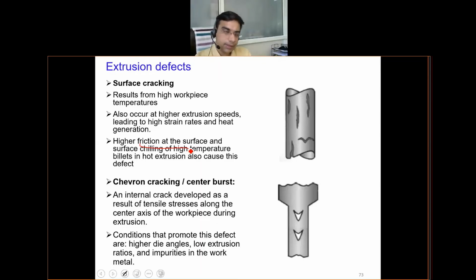The second type of defect observed in the extruded product is chevron cracking, also known as center burst. This is basically an internal defect in which we typically observe an internal crack in the extruded product as a result of tensile stresses being developed. And generally high die angles, low extrusion ratios, and some impurities in the workpiece may trigger this type of defect.